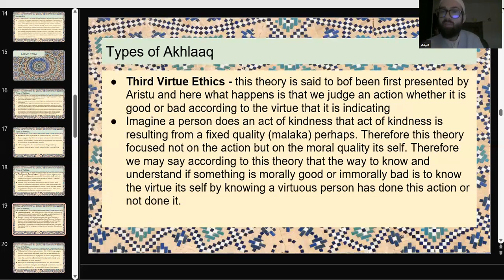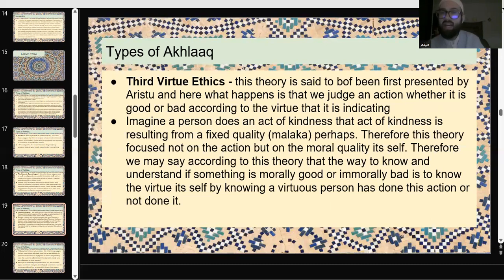And here what happens is that we judge the action, whether it is good or bad, moral or immoral, according to the virtue that it is indicating upon. Like if a person is being generous, if it indicates that he has a generous moral quality, this is a moral thing. If a person is being miserly, if it indicates upon miserliness as a vice, then this is immoral.